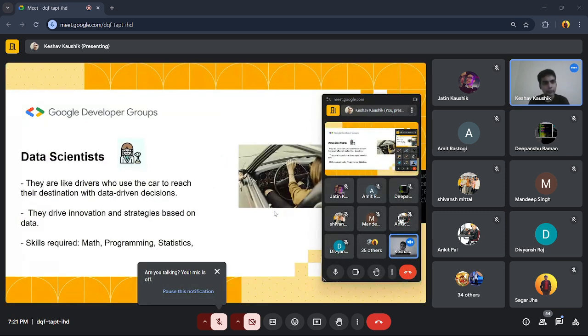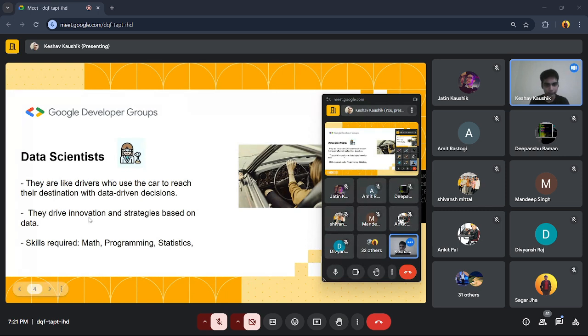Okay, next, data scientists. These are like the drivers who use the car to reach their destination with data-driven decisions. So if we imagine a racetrack, these guys are the drivers. They are the race car drivers. They drive innovation and strategies based on data, and the skills required by them are maths, programming, and statistics. These three are very important for data scientists. You may not need statistics and math for data engineers, but these are the key skills here. All right.